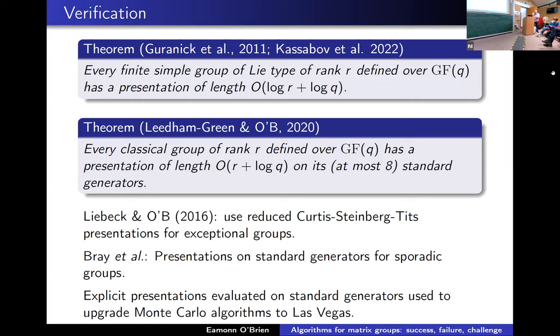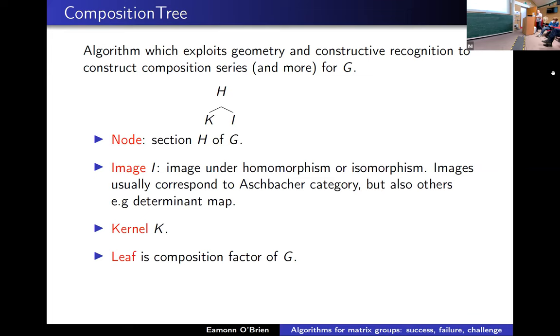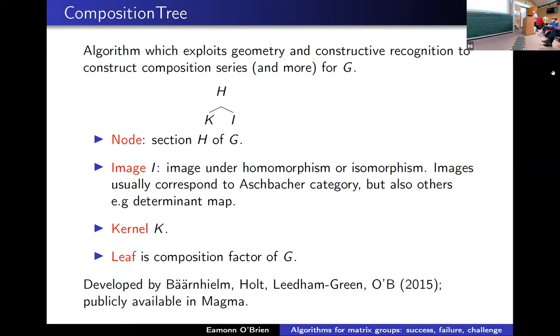Okay, let me just wrap up by talking a little bit about the final algorithm which comes out of this, which is the so-called composition tree algorithm. Basically, here's the idea: you have a node, which is a section of a group, you have an image, you have a kernel, and if we write down the full composition tree, then the leaves are composition factors. Again, the algorithm in its current form was developed by Derek, Henry Bärnighausen, Charles, and myself. There's a version of it which has been available in Magma for some time. There's a version under development in GAP, which is making good progress.